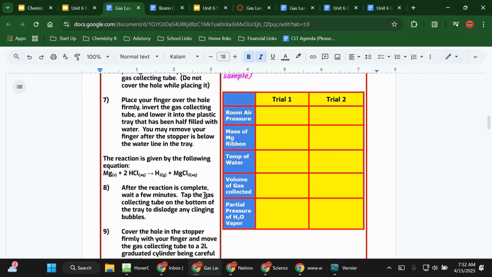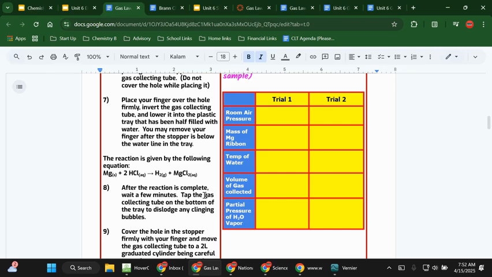Okay? Ready to go. You will do the exact same procedure over again. The only thing is you will not have to make another set of qualitative observations. You're done with them. Now your temperatures of the water should be almost the same. It's room temperature. It's been out here for 3 days waiting for you. The room air pressure is not going to change.